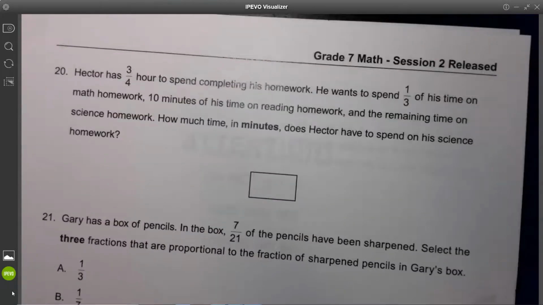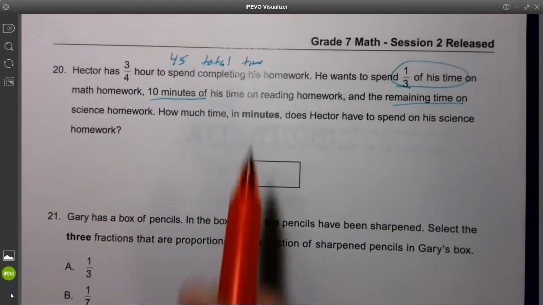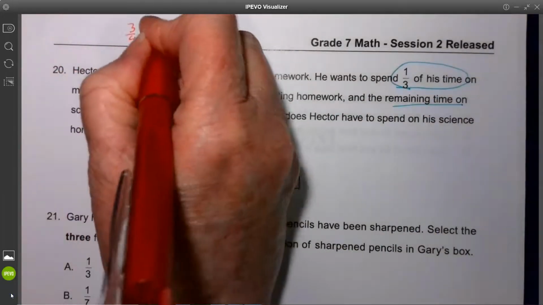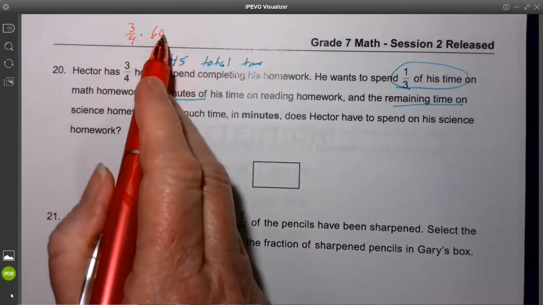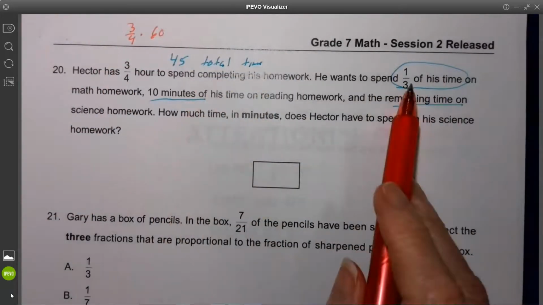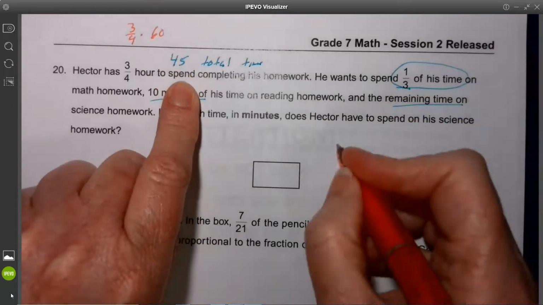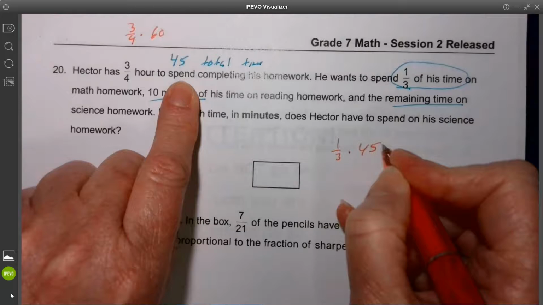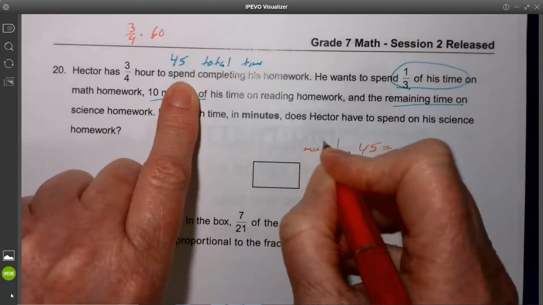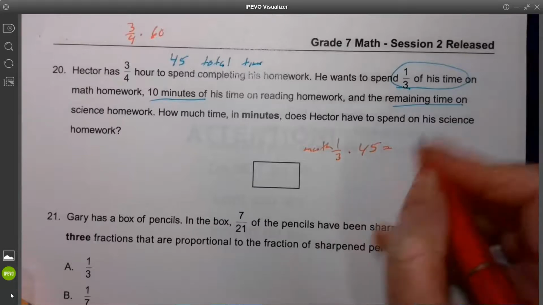Okay, read this one, get some ideas, pause it. Hopefully you start marking up 3/4 of an hour. So if I take 3/4 of 60, I'm going to multiply 3/4 times 60. And a lot of you probably just figure out, oh yeah, that's 45 minutes. So that's our total time. It says 1/3 of his time. So we're going to take 1/3 times 45. That's how much is going to be on my math homework. So 1/3 of 45, and I get 15 minutes.